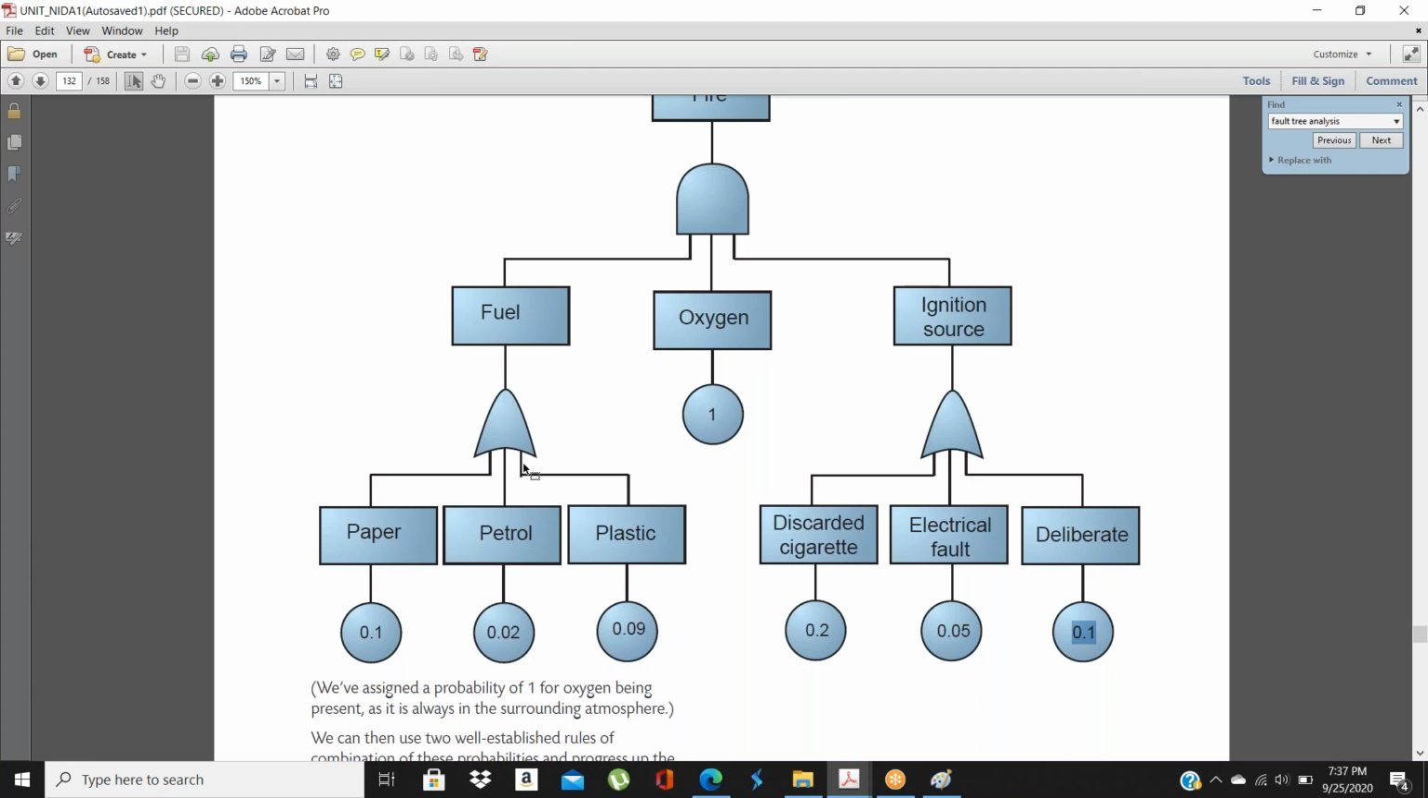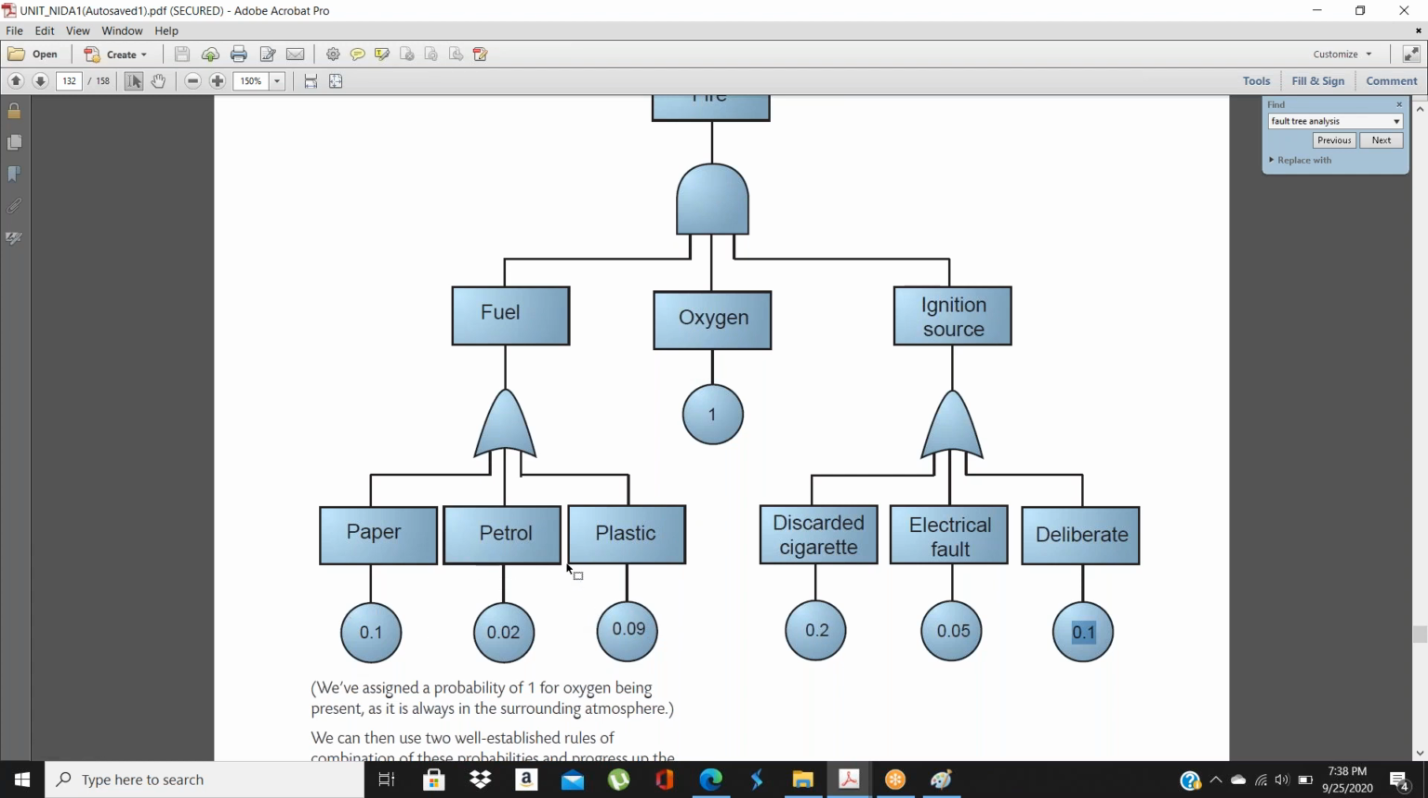So the probability of this event will be this one plus this one plus this one. This is for the OR gate. For the AND gate we will multiply all the things. You need to remember this, okay. This is important because here there is no logic. For the AND gate we need to multiply, and for the OR gate we need to add.